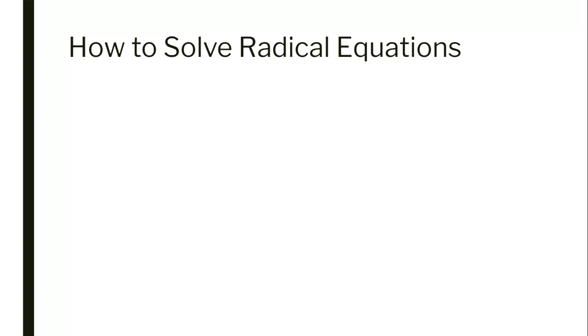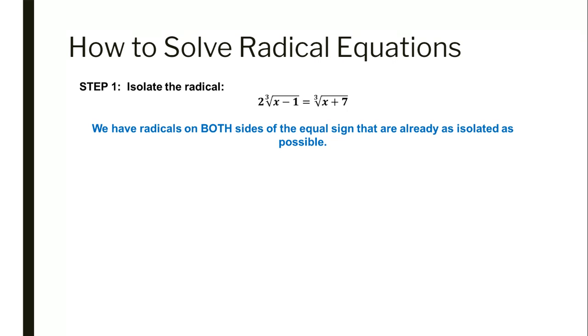Here's the second example. This one is a cube root. And you also notice that we have radicals on both sides of the equal sign. So there's nothing we need to do to isolate. In fact, this one is as isolated as it can possibly be already. Now, I could divide both sides by 2, but what's the point? Then I just have 1/2 times the cube root of x plus 7 on the other side. I'd rather stick with the 2.